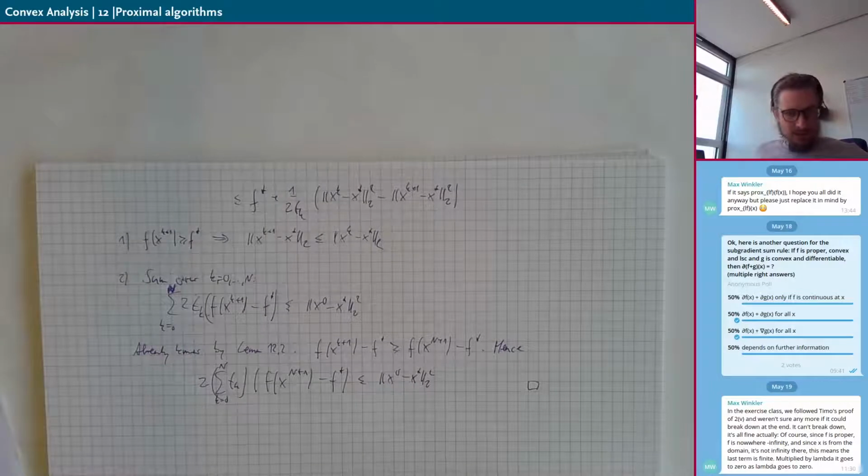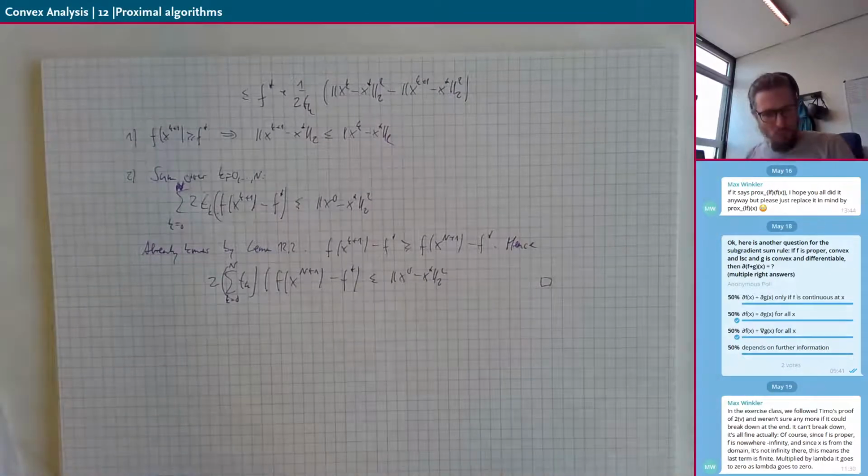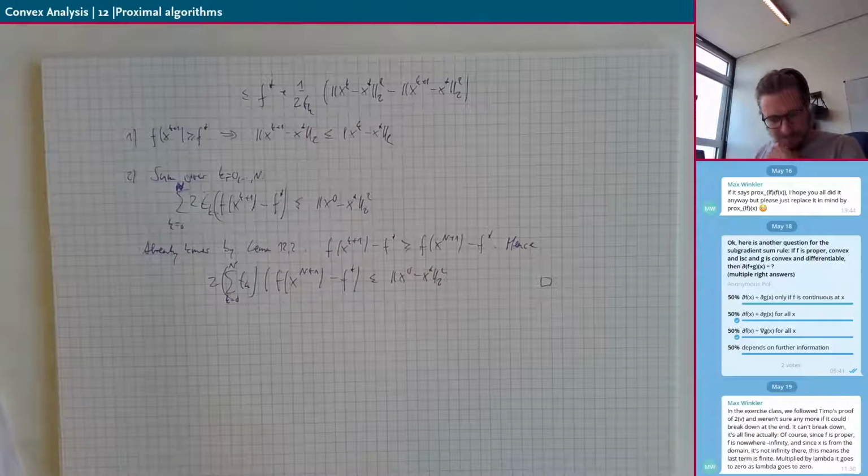Okay, let us see how much do we have. Okay, so why still care about the proximal point? I've told so many times that it's really not a practical algorithm.